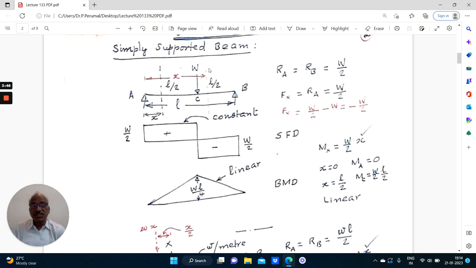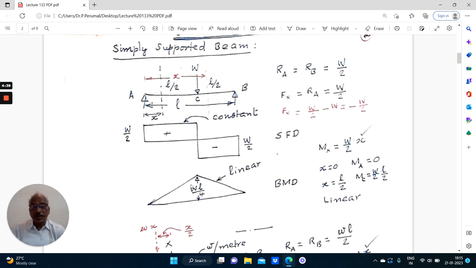Considering a section to the right of the load beyond the midspan, here also the shear force equals RA minus W. RA is W by 2, minus W equals minus W by 2. And since it is subjected to a point load, the variation is constant. So W by 2 horizontal, then at the concentrated load W, W down, it becomes minus W by 2. W by 2 already we have calculated, minus W by 2. And from here to here there is no loading, and here we have RB upwards, so W by 2. That is the shear force diagram. This is the positive shear force, this is the negative shear force, right?